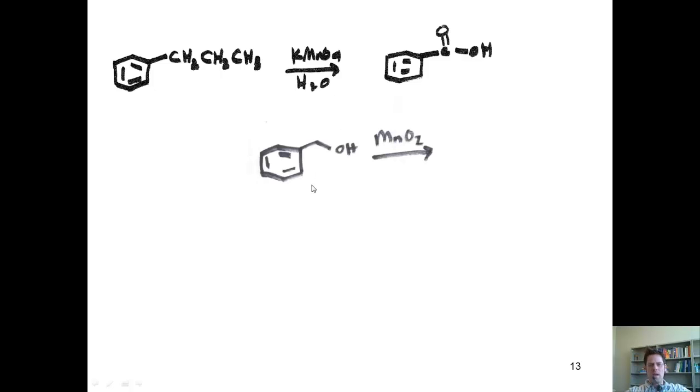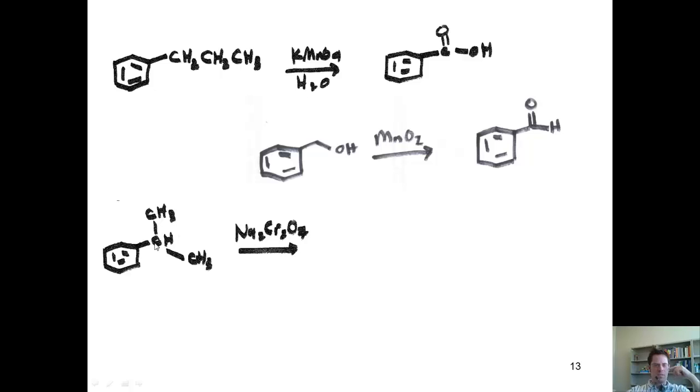Let's take a look at this benzyl alcohol. You might remember that manganese dioxide is not as reactive of an oxidizing agent as KMnO4. So if I take this benzyl alcohol and react it with manganese dioxide, what happens? Well, it only goes up one oxidation state, or one bond to oxygen, to make this product, benzaldehyde.